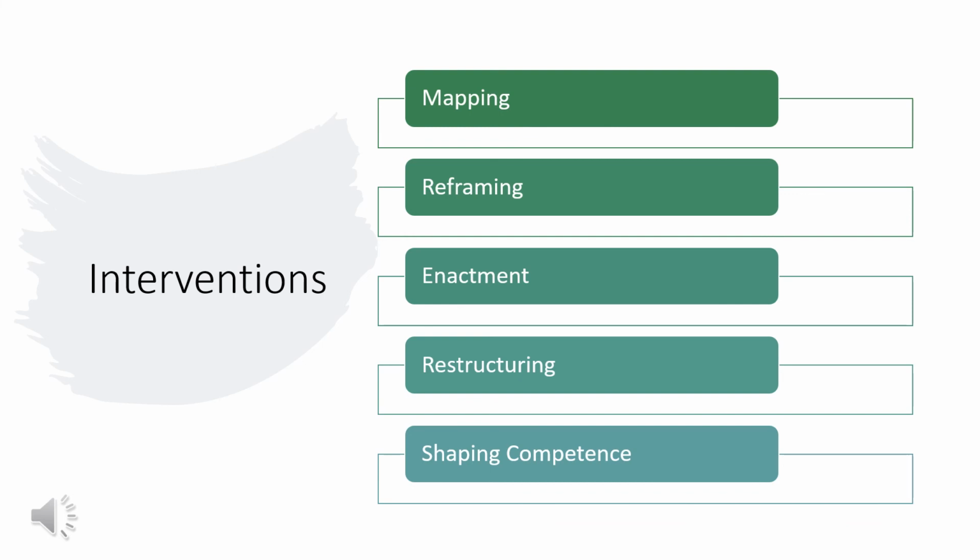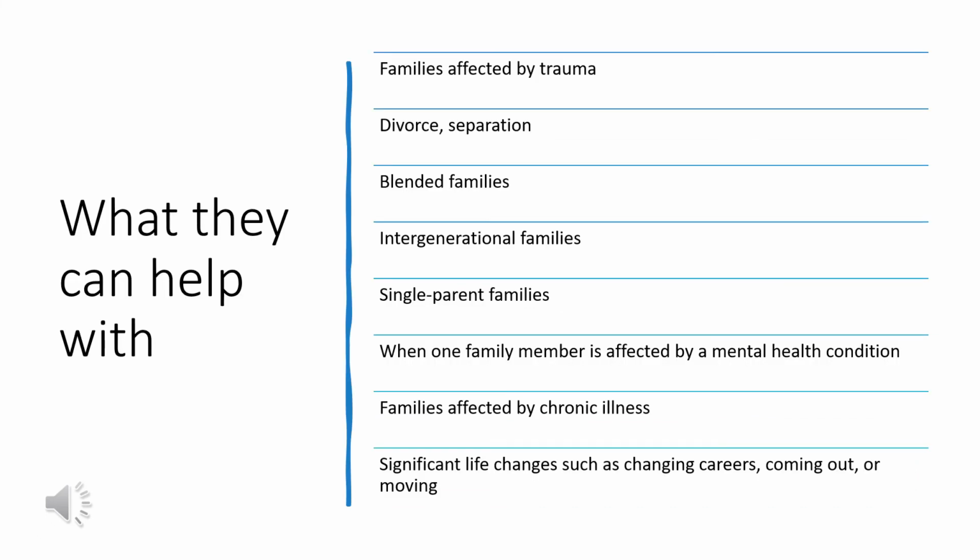Again, when we want to focus on the whole unit who is in front of us, and help them with boundaries, hierarchy, and subsystems. Areas that structural family therapists are famous to work with include families affected by trauma, divorce, separation, blended families, which make a lot of sense, right? Based on the concepts that we have talked about so far. Intergenerational families, single parent families, when one family member is affected by a mental health condition such as major depression, families affected by chronic illness, and significant life changes such as changing careers, coming out, or moving. These are not the only things that structural family therapists work with, but these are some of the common ones.